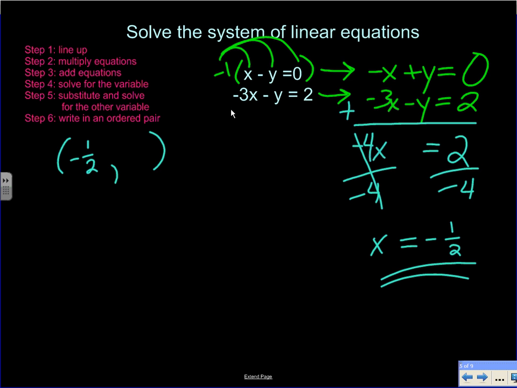Which equation do you want to use, top or bottom? I think the top one's going to be a little bit easier to use. We can use the bottom one if you really want to. No? Okay, that's fine. We'll use the top one then. All right, so the top equation says x minus y is equal to 0. What's x equal to? Negative 1/2. So we say negative 1/2 minus y is equal to 0.